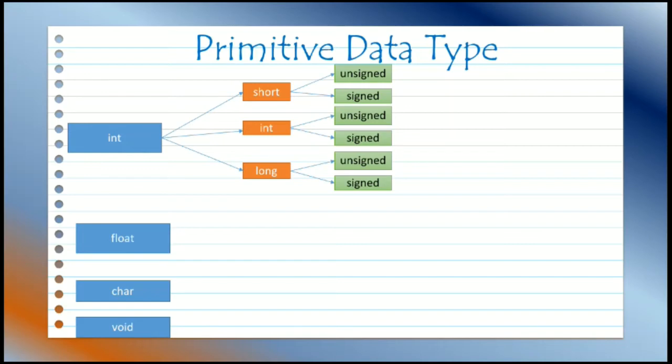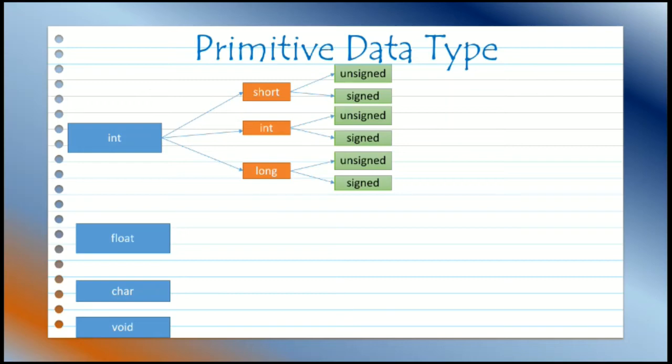So here signed means which includes both positive values and negative values, whereas unsigned is used to store only positive values. All these integer types save only whole numbers. That means you can save only numbers which don't have a fractional part. For example, you can save 78 in integer, but the value 56.8 can't be saved in integer data type.